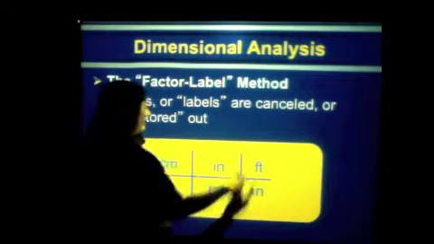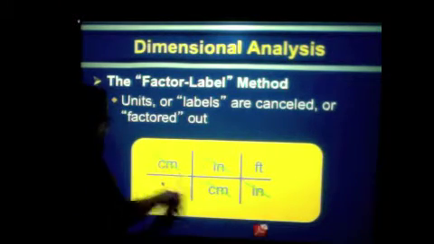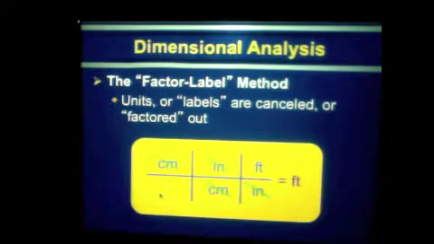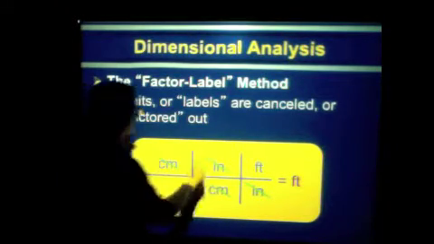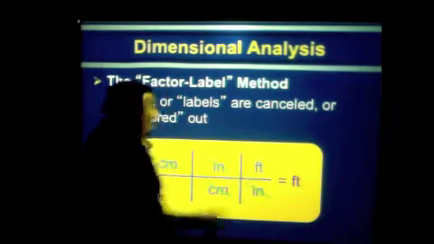So then we're going to put feet. So you can see all the diagonals are going to cancel out. So the centimeters go away, the inches go away, and we are left with our final destination, which is feet. Okay, so that's the simple concept behind this. You should always have some sort of pattern. These always are going to cancel, and then whatever you're trying to get to goes on top.